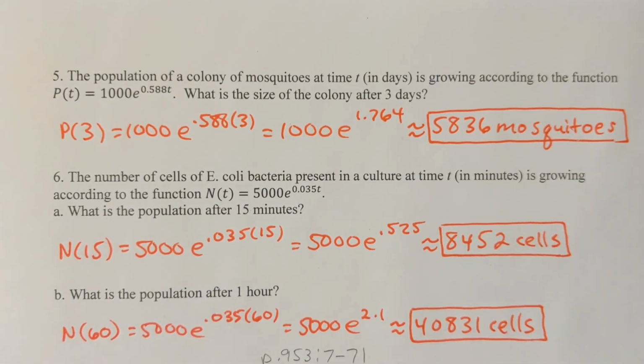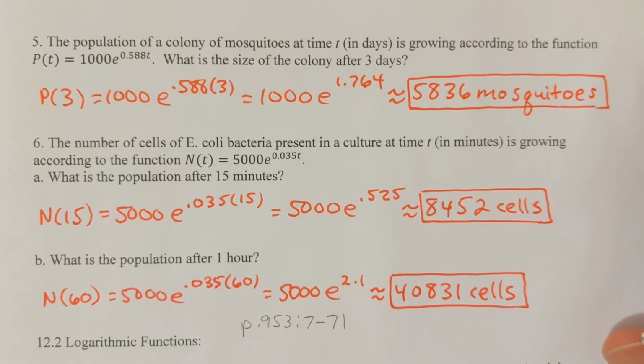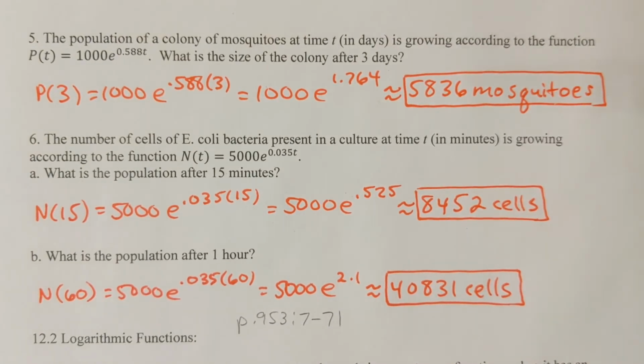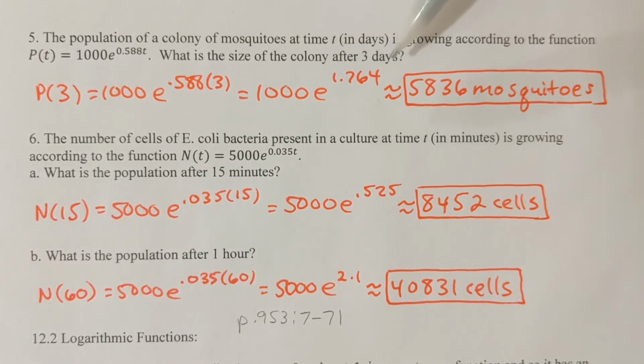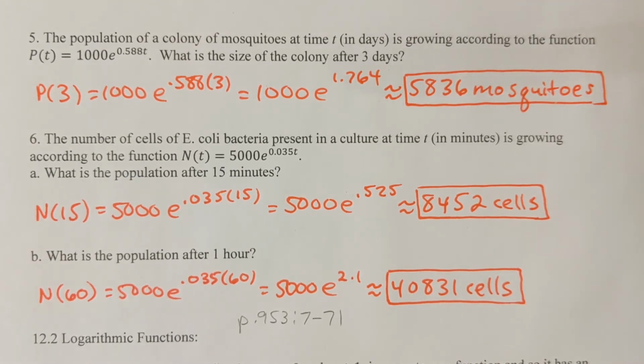Okay, here's problem 5. The population of a colony of mosquitoes at time t, which is in days, is growing according to the function p of t. What is the size of the colony after 3 days? Well, t is the time, right? So I would just plug in 3 and then go to the calculator. Now, you'd want to get the exponent figured out first here.